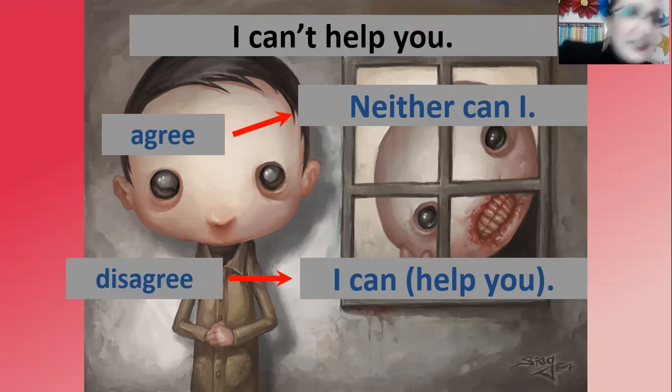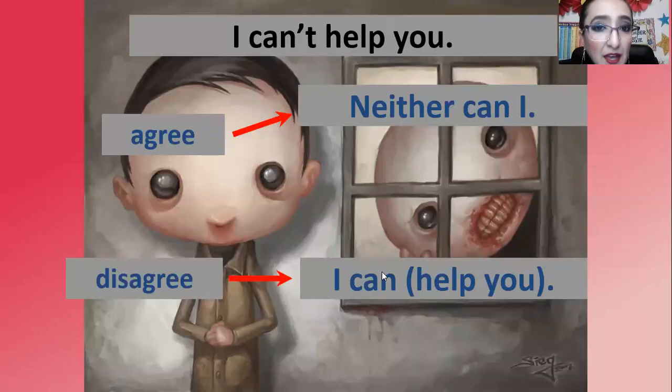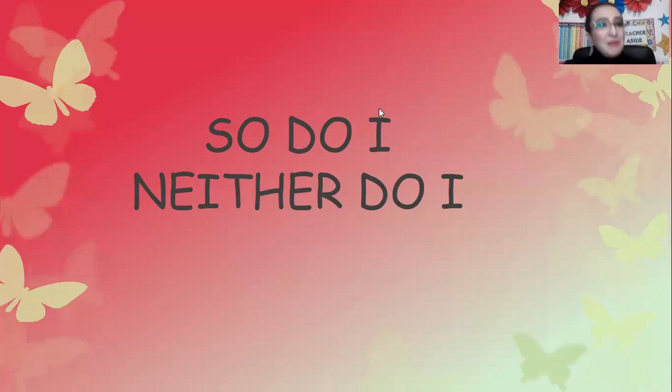No puedo ayudarte. Estando de acuerdo cuando tú dices que tú también estás de acuerdo, ¿no? Neither can I, yo tampoco. Estando en desacuerdo: I can, yo sí puedo. I can help you. ¿Cómo lo ves hasta el momento? Not so difficult, right? But well, let's continue here. Vamos a desmenuzar esto, chicos, ¿ok?